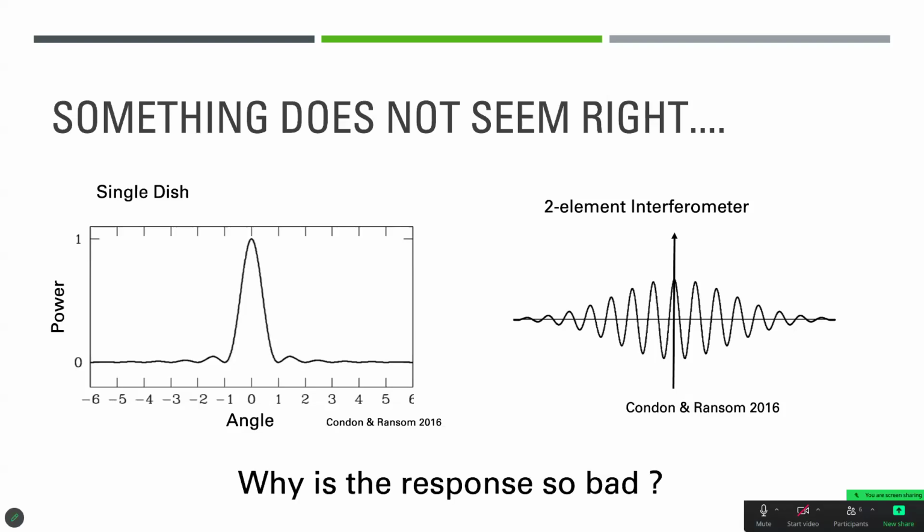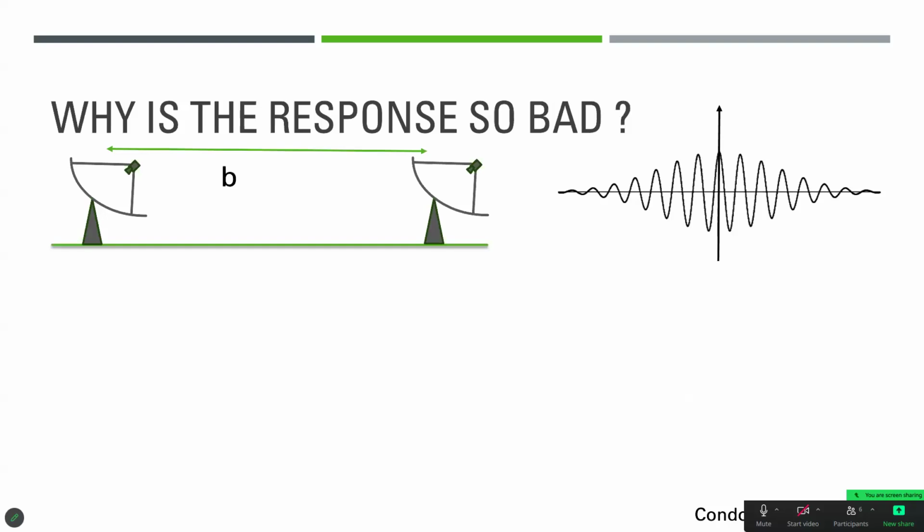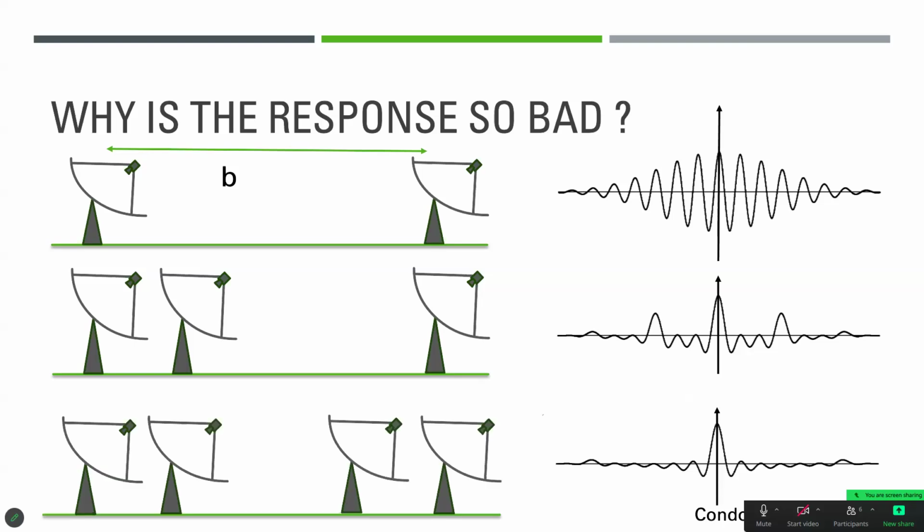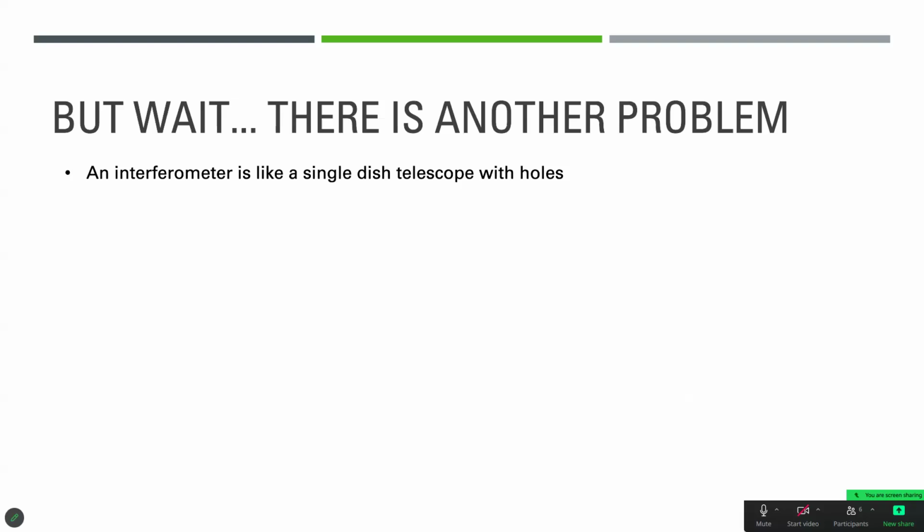So, well, the answer is, remember how we started with a big dish and we split it up and we just took 2 pieces out of it and we got that, right? So that means we have to add more. By adding more telescopes, by adding more shorter spacings, you will see that our beam shape slowly improves. And this looks very reminiscent of what we had before, right? Okay. So that means an interferometer is like a single dish telescope with holes inside.